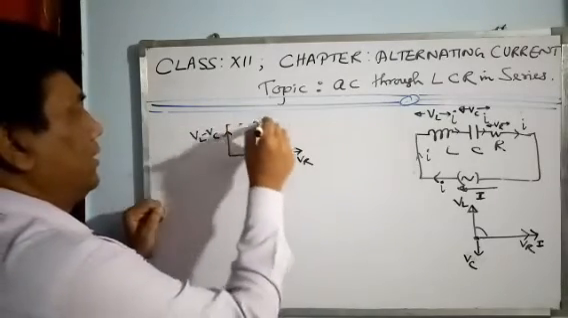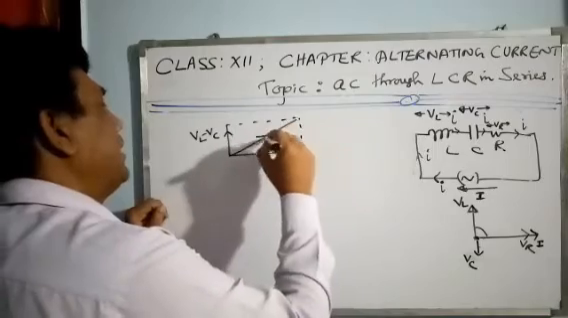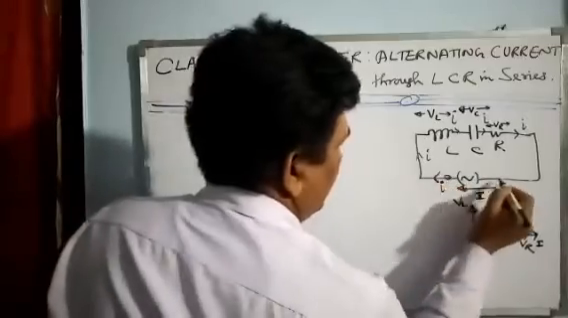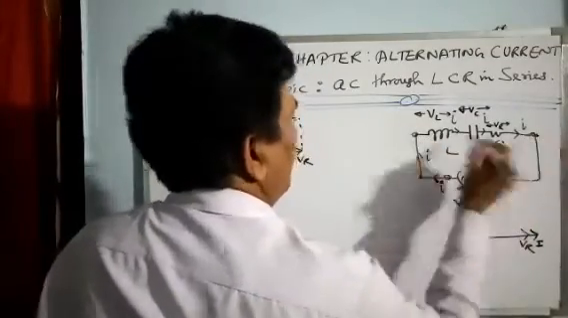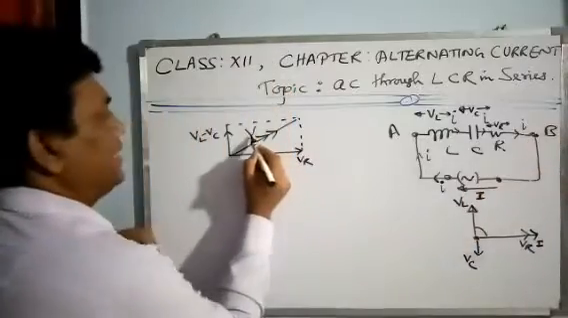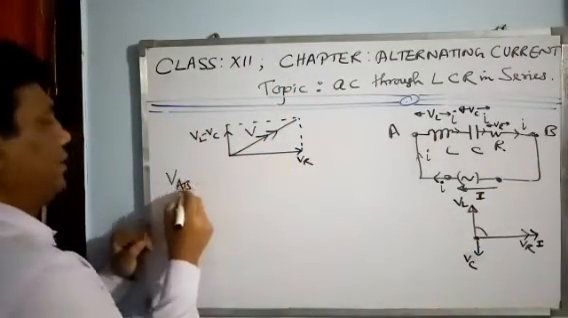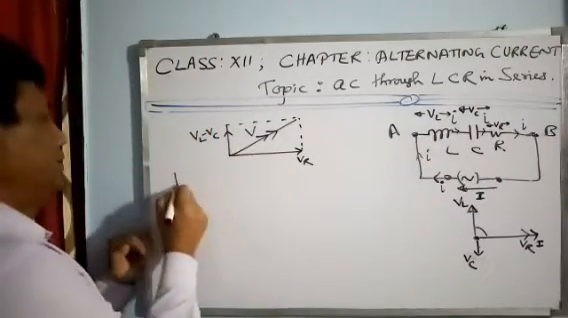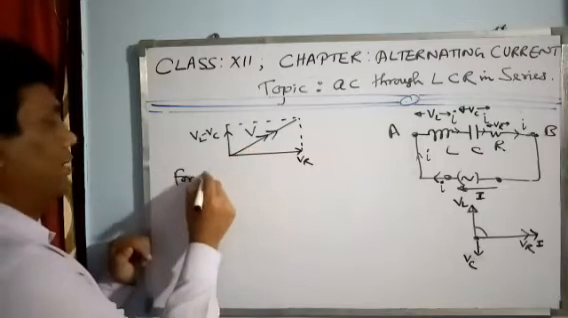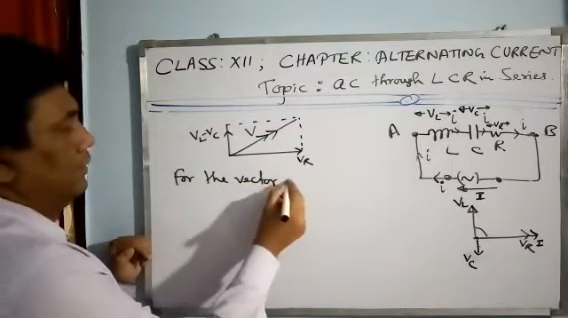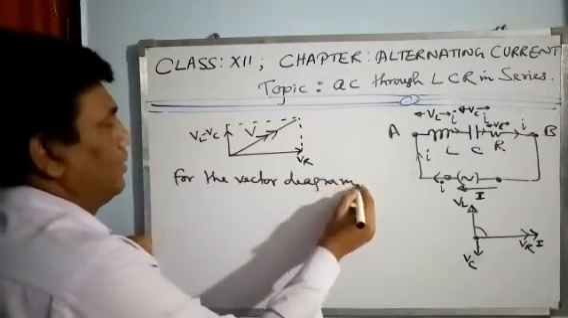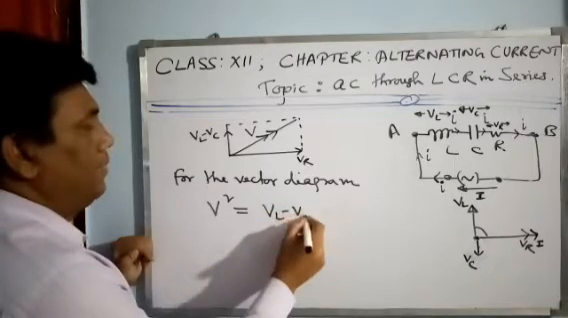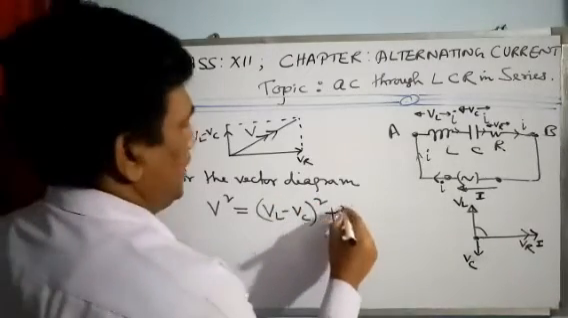Now two vectors are there. If I combine, I get the resultant voltage. Resultant voltage means voltage across these 2 points. Say this is A, this is B, means this is VAB, voltage across A and B. Are you getting it? Good. Now you see from the vector diagram, V square equals, by Pythagoras, VL minus VC whole square plus VR square.